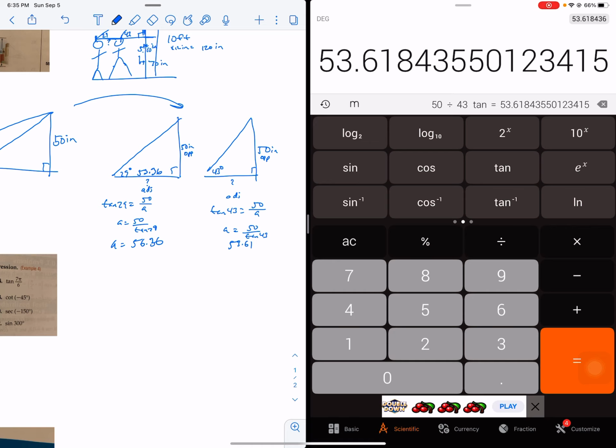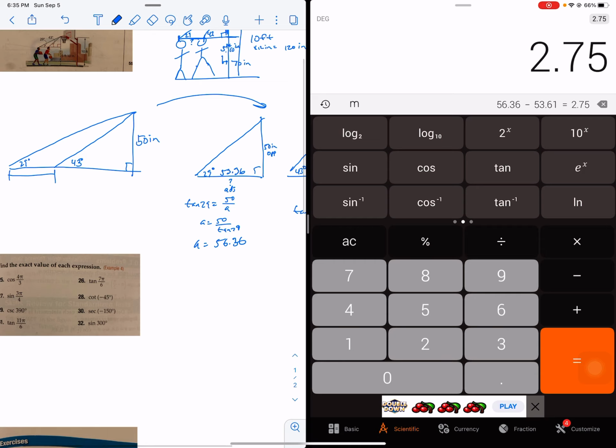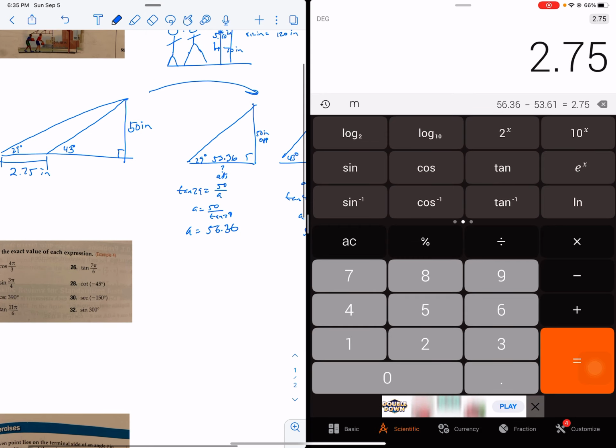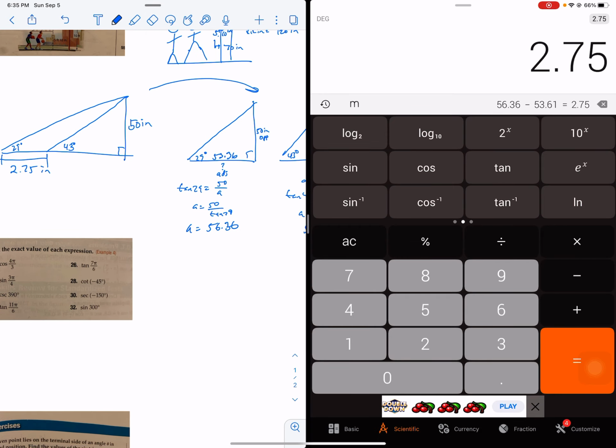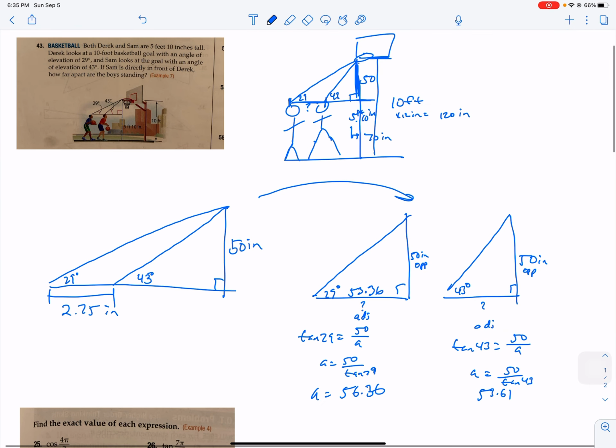Yep. So then let's find the difference between the two. 56.36 minus 53.61. And that tells us how far they're apart is 2.75 inches. So they're pretty darn close to each other. When we look at these problems, the main goal is to try to come up with a right triangle. We can solve right triangles as long as we have one angle and one side, and it's a right triangle. Okay?